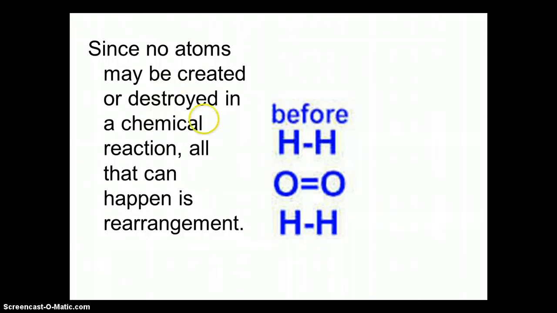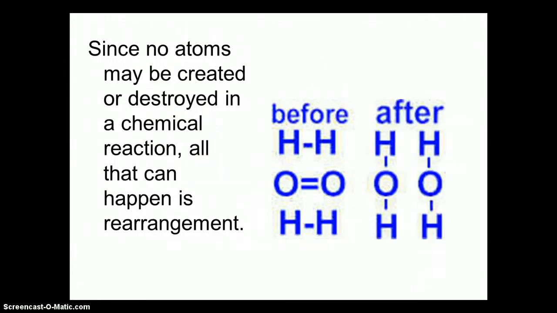All right, since no atoms may be created or destroyed in a chemical reaction, all that can happen is rearrangement. I like this diagram because it's showing how the hydrogens and the oxygens are bound to each other. For middle school, you're not going to need to know about single or double bonds, but when you get to high school, you will. So these 2 hydrogen atoms are made into a molecule by a single bond. There's the single bond. The oxygen atoms are bound together by a double bond because there's 2 lines here.